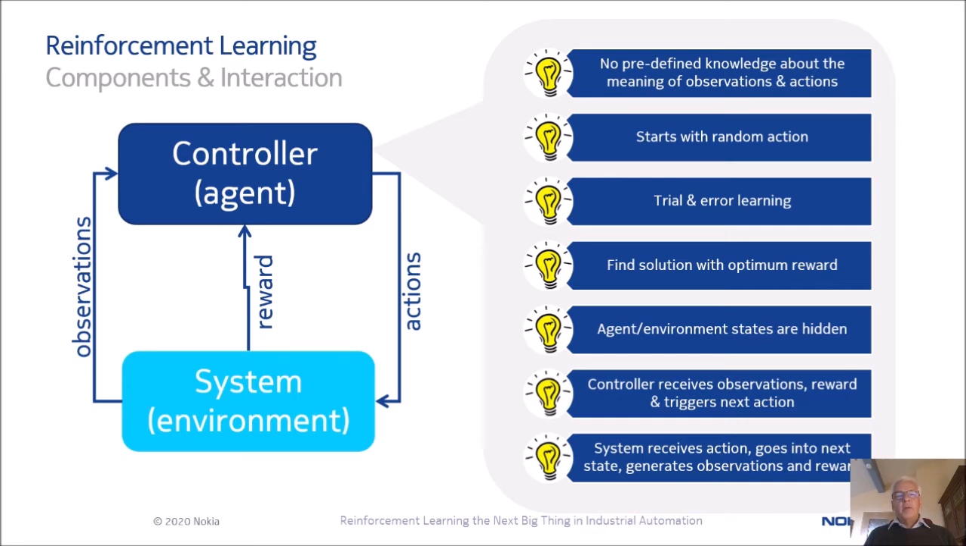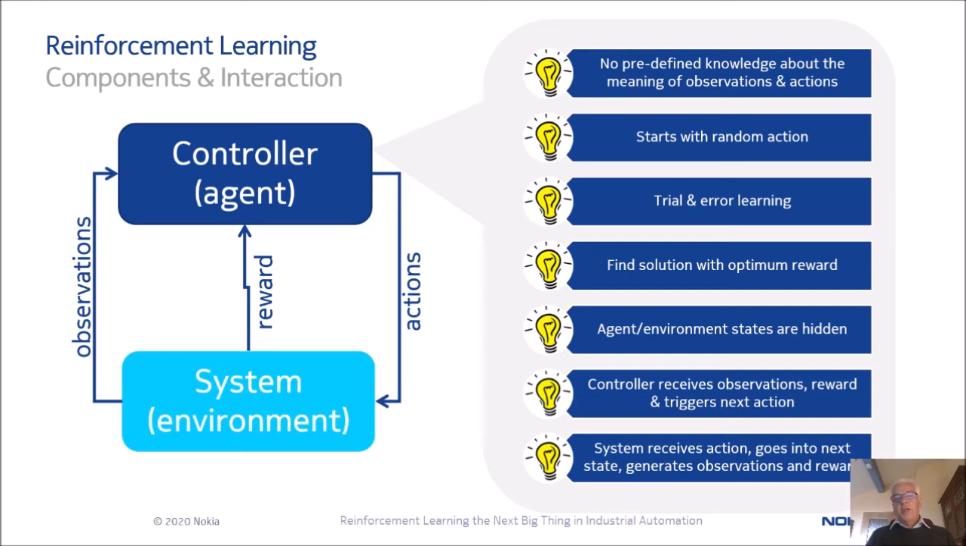There are some basic principles of how this interaction works. First of all, the controller and the system don't have any knowledge about each other. The controller does not know what kind of system it's controlling, and the system has no idea what controller is acting on it. The controller always starts with a random action because it doesn't have any knowledge at the very beginning. So finally, it's trial and error learning, and the controller tries to optimize the reward it gets.